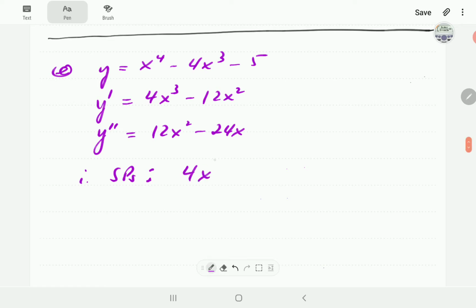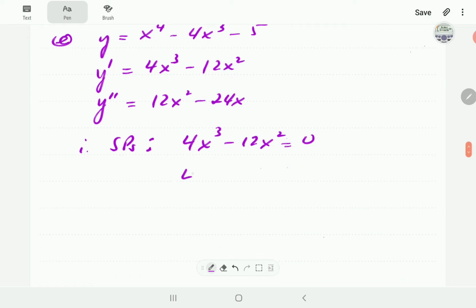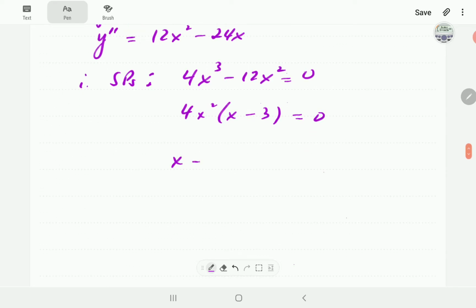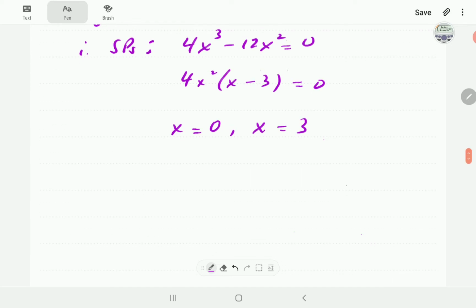And then in part 1, the stationary points we find by taking the first order derivative, equating it to 0, and then solving. So we're going to have 4x cubed minus 12x squared equal to 0. Then 4x squared is a common factor here, so we're going to have x minus 3. So this is telling us that we're going to have two stationary points, one at x equal to 0 and the other one at x equal to 3.